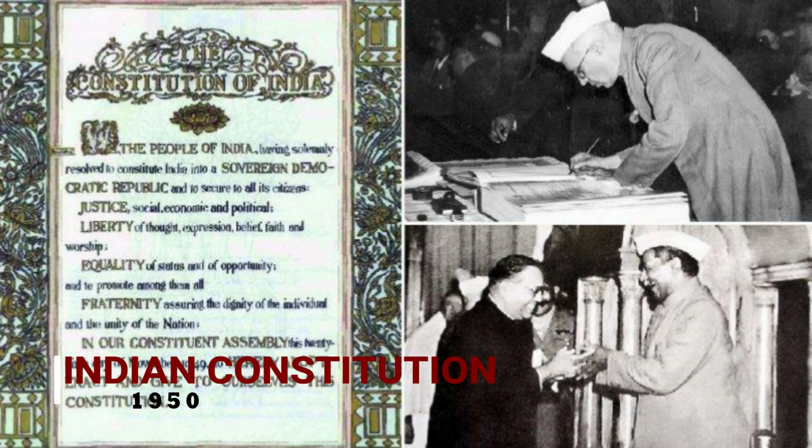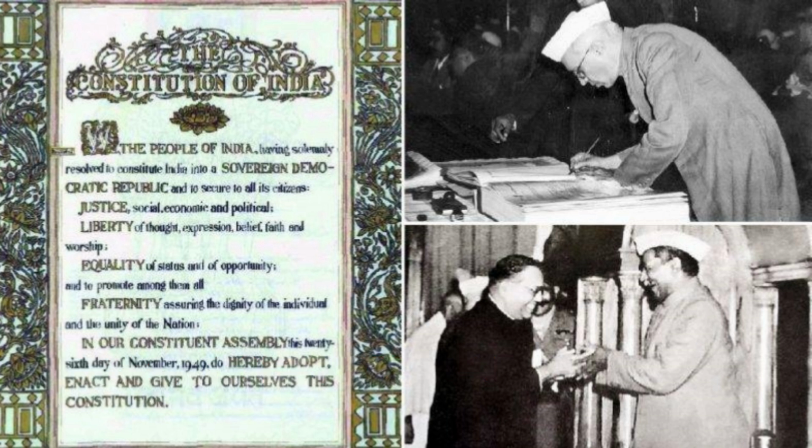Adoption of the Indian Constitution, 1950. On January 26, 1950, India adopted its own constitution, becoming a sovereign, socialist, secular, and democratic republic. The Constitution established a parliamentary system of government and enshrined fundamental rights and freedoms for all citizens.